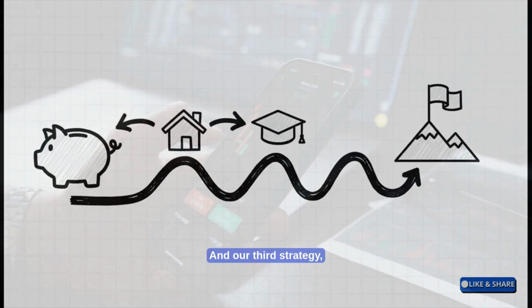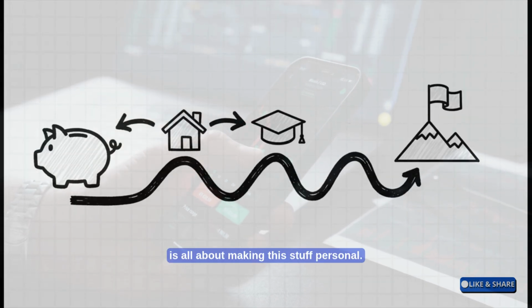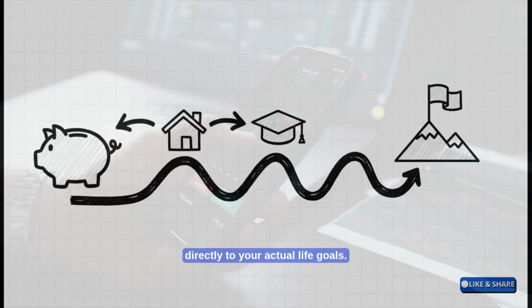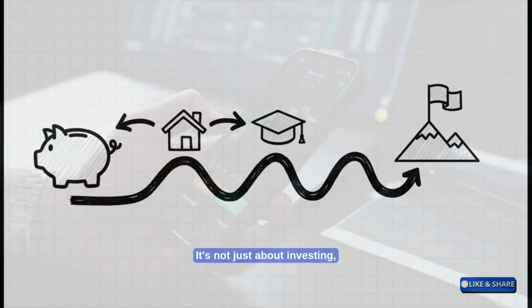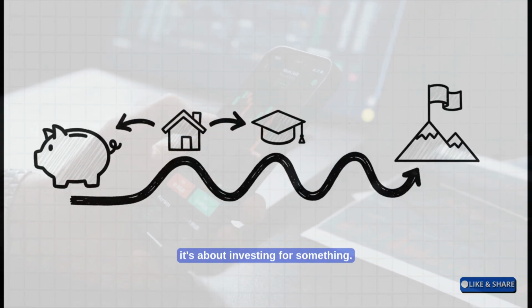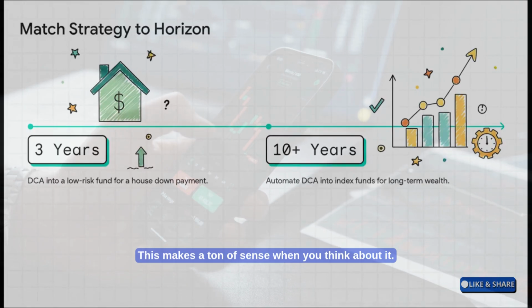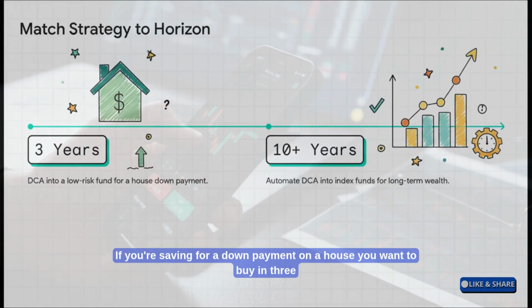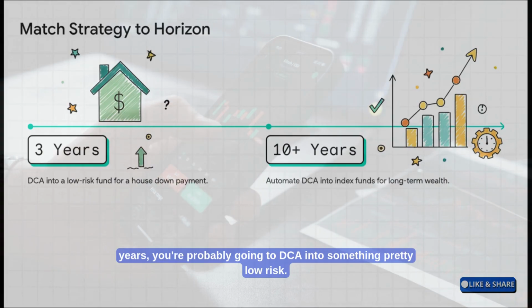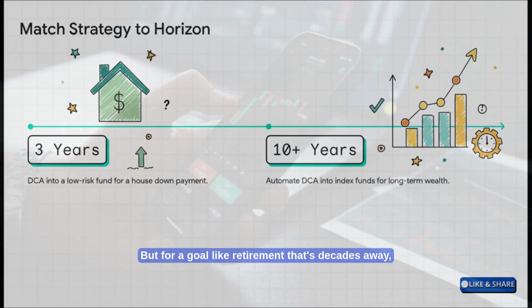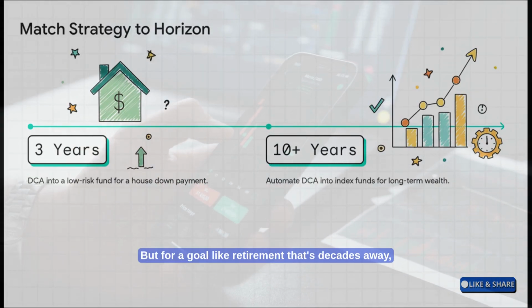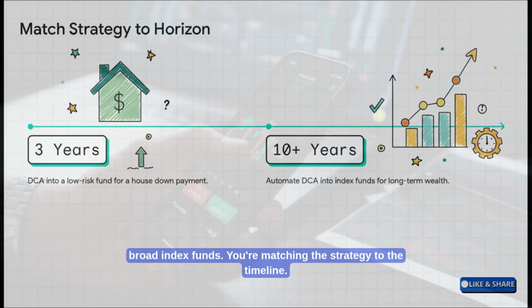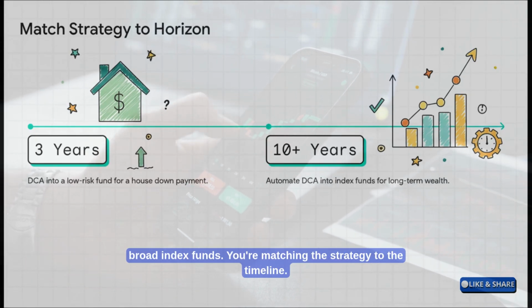And our third strategy, goal-based DCA, is all about making this stuff personal. It's about connecting your investment plan directly to your actual life goals. It's not just about investing, it's about investing for something. This makes a ton of sense when you think about it. If you're saving for a down payment on a house you want to buy in 3 years, you're probably going to DCA into something pretty low risk. But for a goal like retirement that's decades away, you can be way more aggressive and just automate your DCA into broad index funds. You're matching the strategy to the timeline.